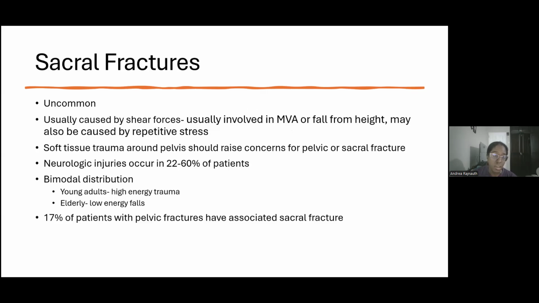Sacral fractures are uncommon and usually caused by shear forces, being involved in a motor vehicle accident or fall from a height, or can also be due to repetitive stress. Soft tissue trauma around the pelvis should raise concern for a pelvic or sacral fracture. Neurologic injuries occur in 22 to 60% of these patients. It has a bimodal distribution in young adults, usually due to high energy trauma, and in the elderly due to low energy falls. 17% of patients with pelvic fractures have an associated sacral fracture.